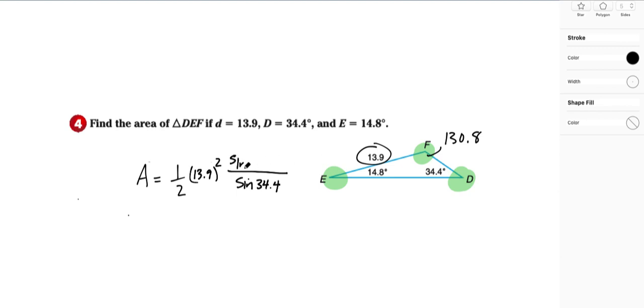Okay, so sine of 14.8 times the sine of this other angle not related to side D, which is 130.8. And now we have it calculator ready, and I'm just going to plug the information into our calculator to get the area. So we get 33.06 units squared.